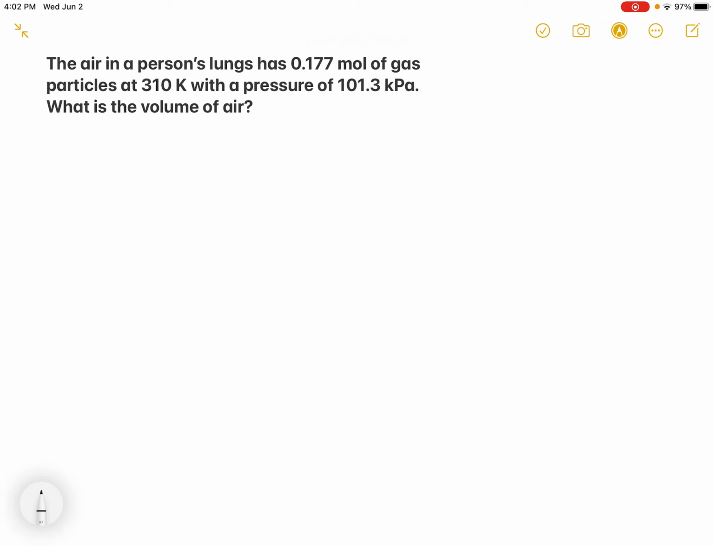So, as a reminder, we'll first go through this question and we'll make a data list so that we can identify all the variables we know and what we don't know. So the question says the air in a person's lungs has 0.177 moles of gas particles at 310 Kelvin with a pressure of 101.3 kilopascals. What's the volume of air? So we're looking for the volume of the air in a person's lungs.